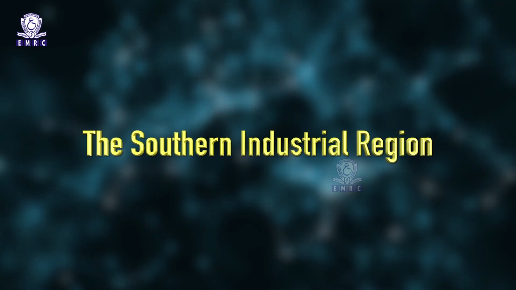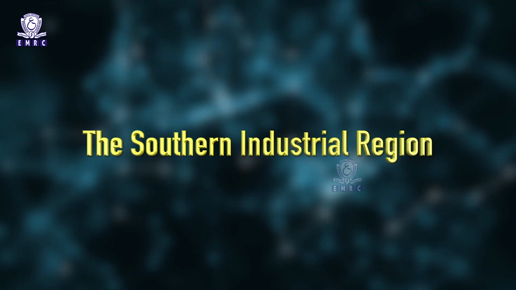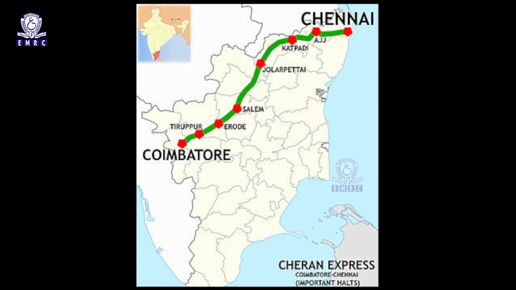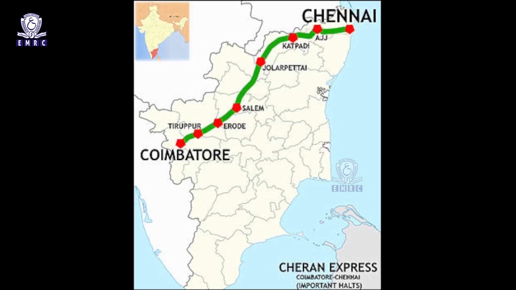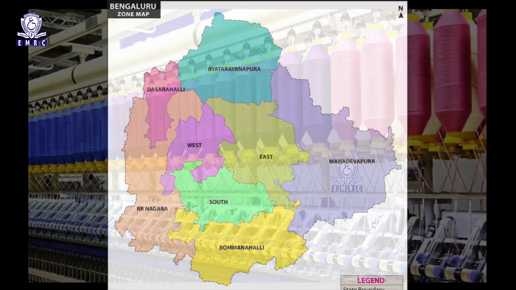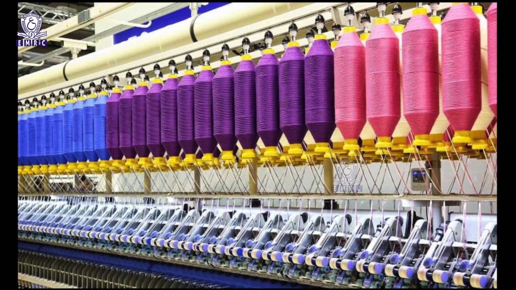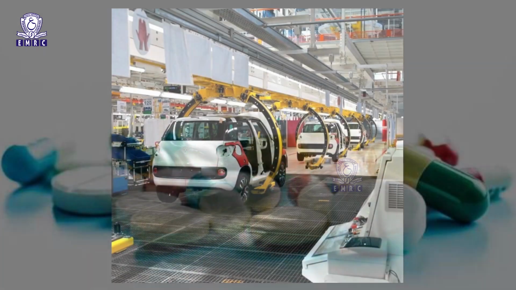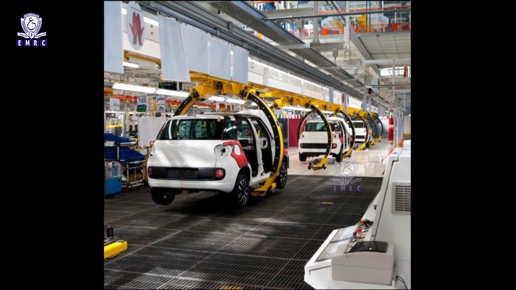The fourth region in India is the southern industrial region. The extensive industrial region of South India is popularly known as the Madras, Coimbatore, Bangalore region. This is also an old region. The major products of the region are textile, sugar, engineering, refinery, chemical, drugs and pharmaceutical, automobiles, fertilizers, etc.